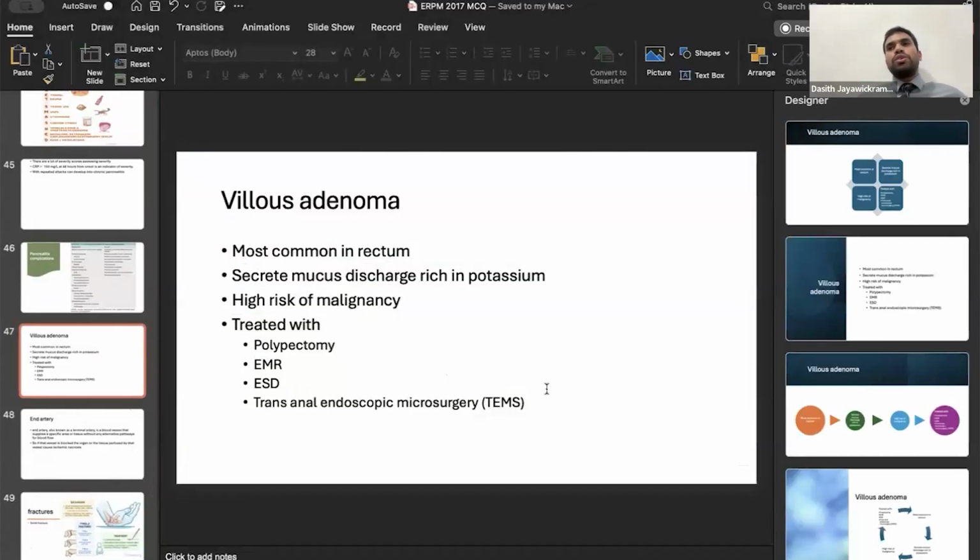Okay. So the treatment modalities are polypectomy, EMR, ESD, transanal endoscopic microsurgery. You don't need to know where we do EMR and where we do ESD. If you know there are options like this, that is enough at your level. All right.